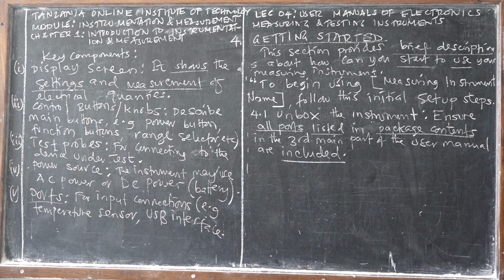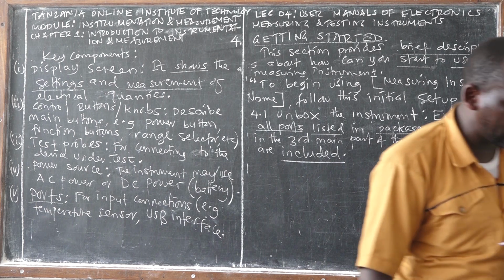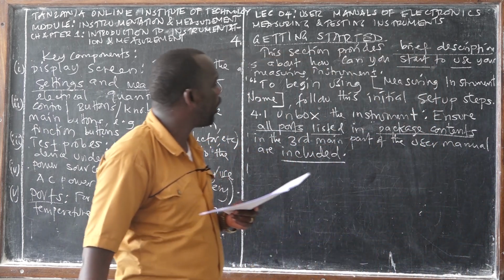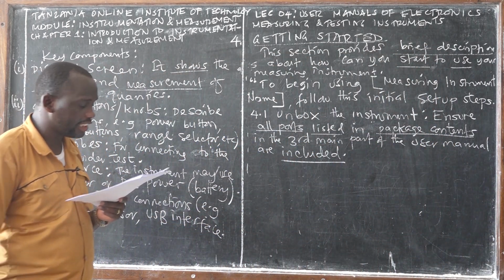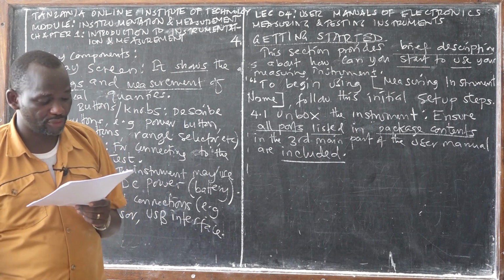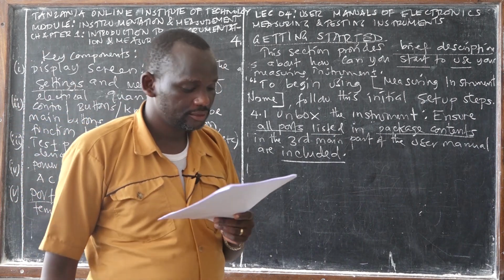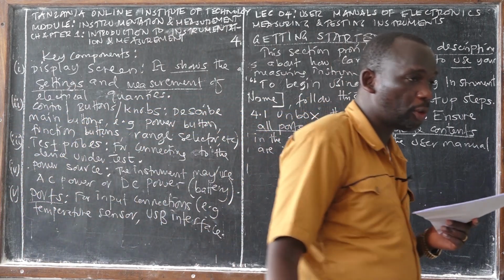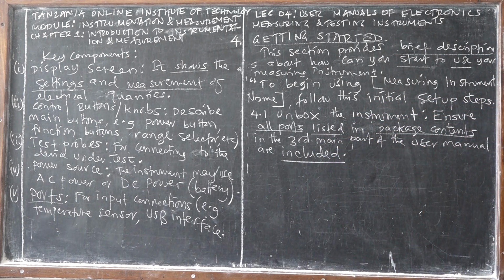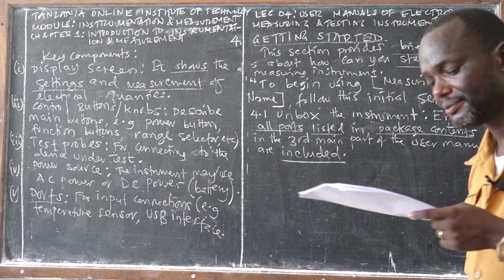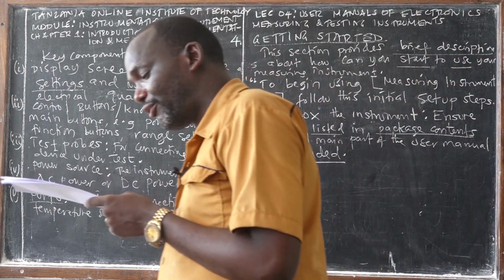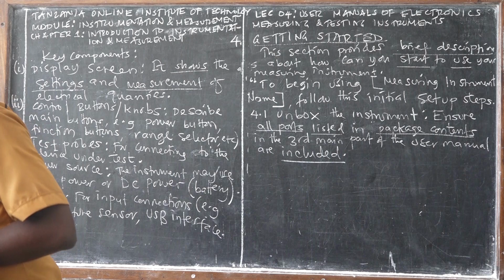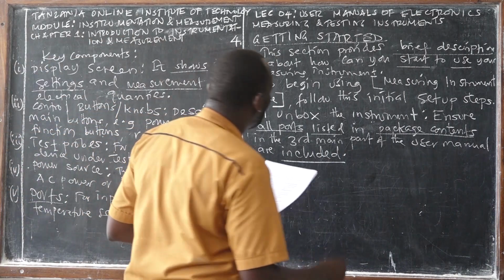Are you together? So tell me, what are the parts listed in package contents? The first one, test leads or probes, right? The second one, user manual. The third one, calibration certificate if applicable. The fourth one, power supply or batteries. The fifth one, carrying case if any. So you have to ensure that.